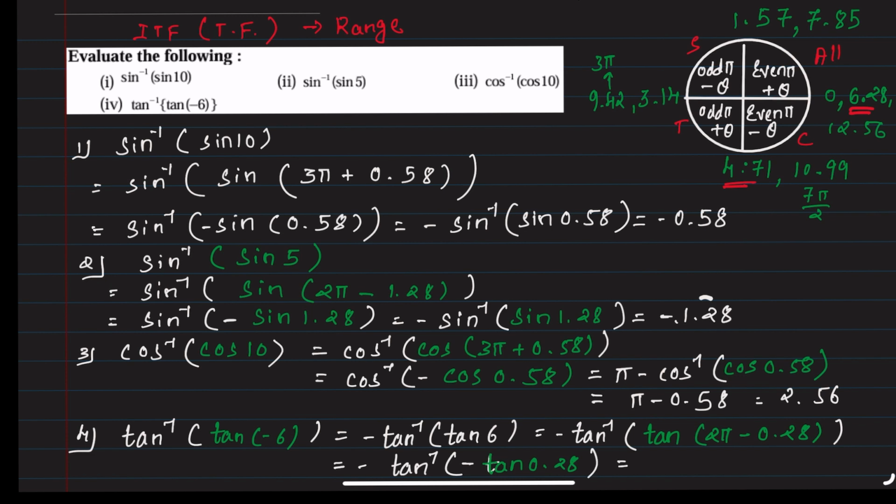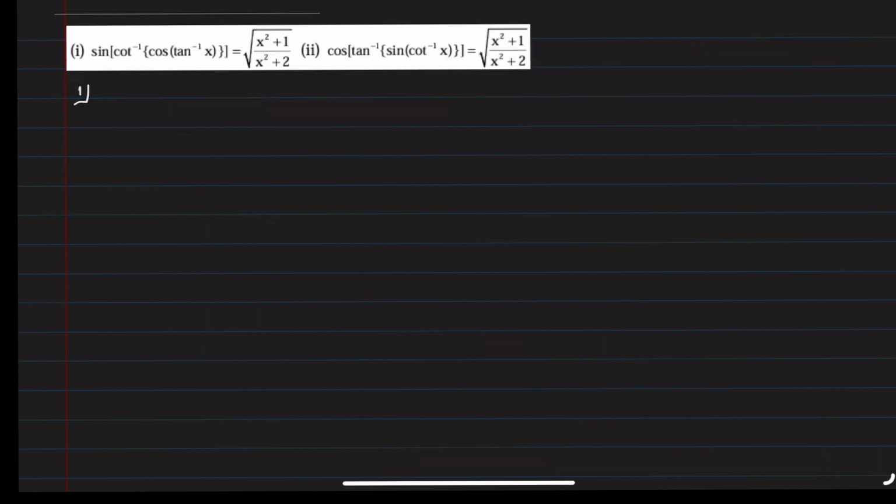Again the minus sign outside, minus minus will become plus tan inverse of tan 0.28. Final value 0.28 is less than pi by 2. It is inside our range. Answer 0.28.